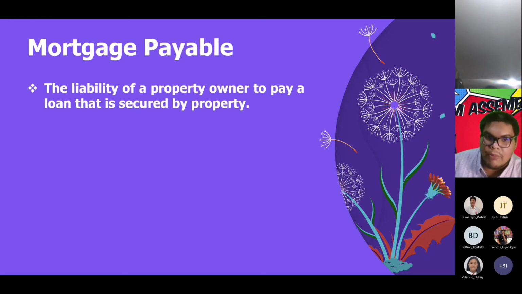And next is the mortgage payable. Yung mortgage payable, more on sa mga kalupaan or properties. The liability of a property owner to pay a loan. So let's say if your parents bought a condominium unit, or a townhouse, or even a housing loan, yun po yung mortgage payable. Or sa mga businesses naman, they decided to purchase an office space.